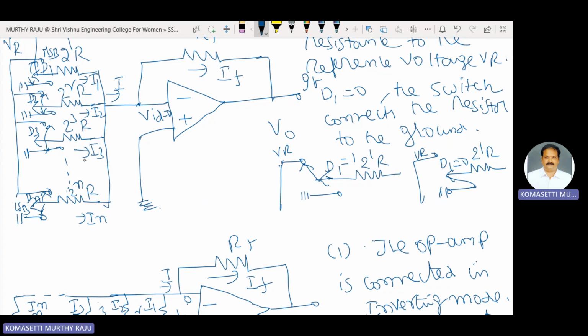Switch positions are controlled by the digital inputs. This is the switch. Its movement either towards VR or towards the ground depends on the digital inputs D1, D2, D3. If D1 is 1, the other end of the 2R resistor is connected to VR. If D1 is 0, the other end of the 2R resistor is connected to ground, like that. Therefore, switch positions are controlled by digital inputs.